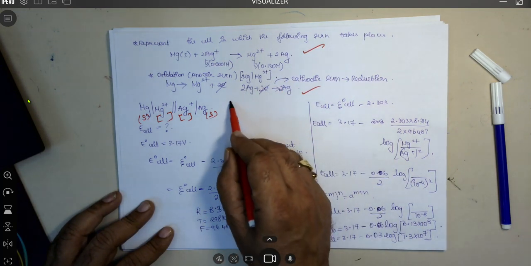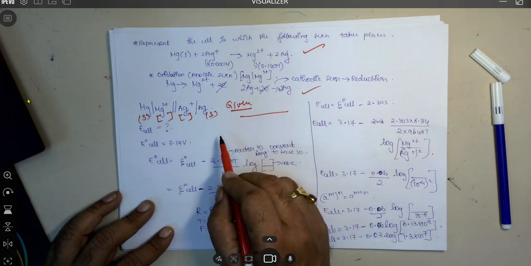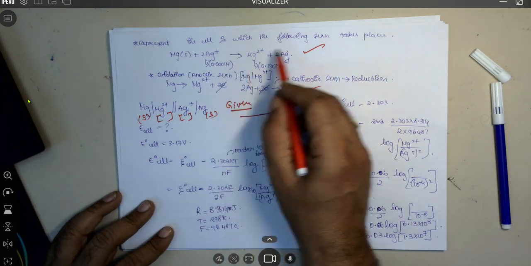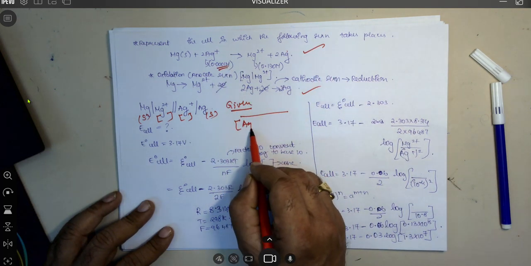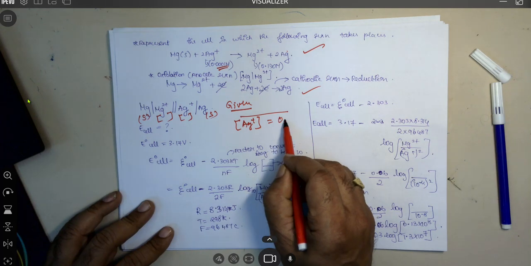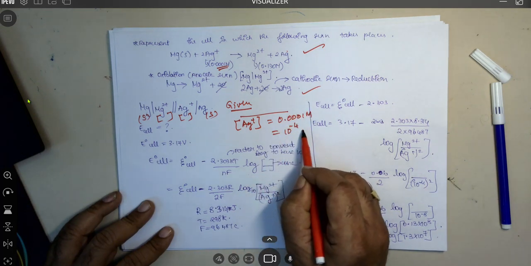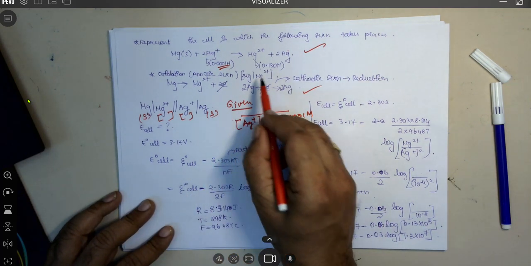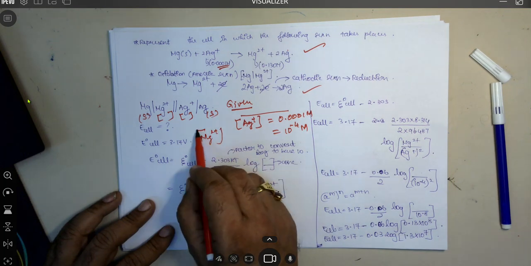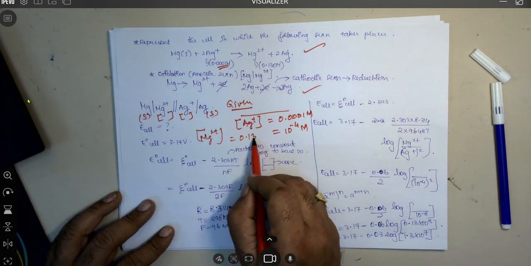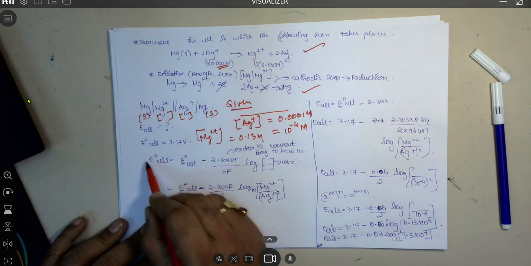Whenever you solve any problems, you must put given. What are given? The reaction is given, you can write this, and the values are given. Ag plus concentration is equal to 0.0001 M, that is nothing but 10 power minus 4 M. You have to mention like this. And Mg2 plus concentration given is 0.13 molar.